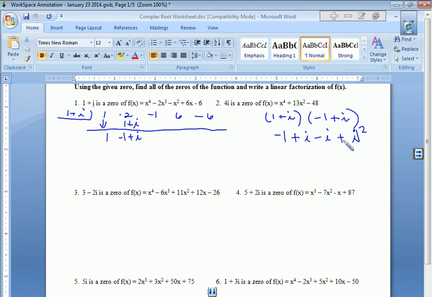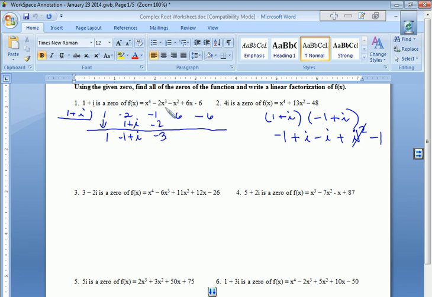And so it gives us negative 1 plus i squared. But what is the value of i squared? Negative 1. So this is negative 1 plus negative 1, which is negative 2. So now we're going to add here, and this gives us negative 3.